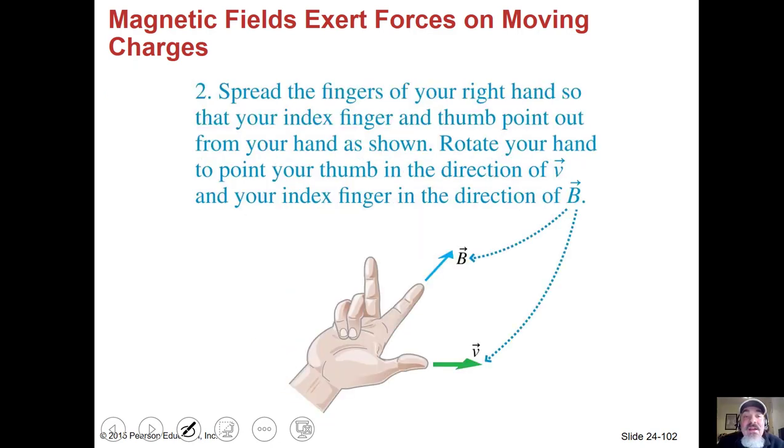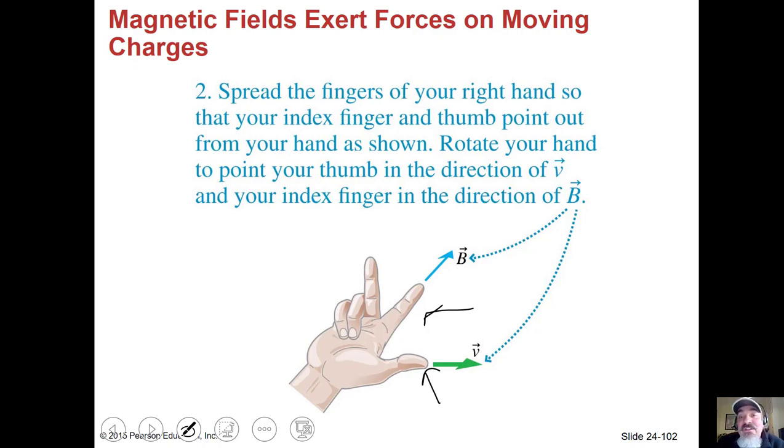Okay, so this is the second right-hand rule. You've got to put your hand like this, and then line up V with your thumb, B with your pointer finger, and then the rest of your fingers are the direction of the force. So if you forget which is which, here's your hand. You could write a little V, a little B, and then F for the force. Okay? And that'll give you the direction of the force if it's a positive charge.